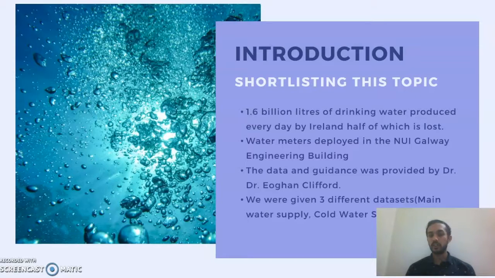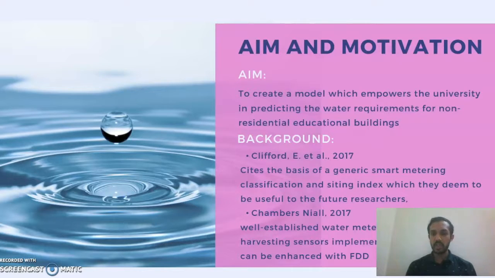We got to know that the meters have been installed in the engineering building, and we were given three different data sets: main water supply, cold water supply, and RWP, which is a washroom water data set. And what is the aim of the project?